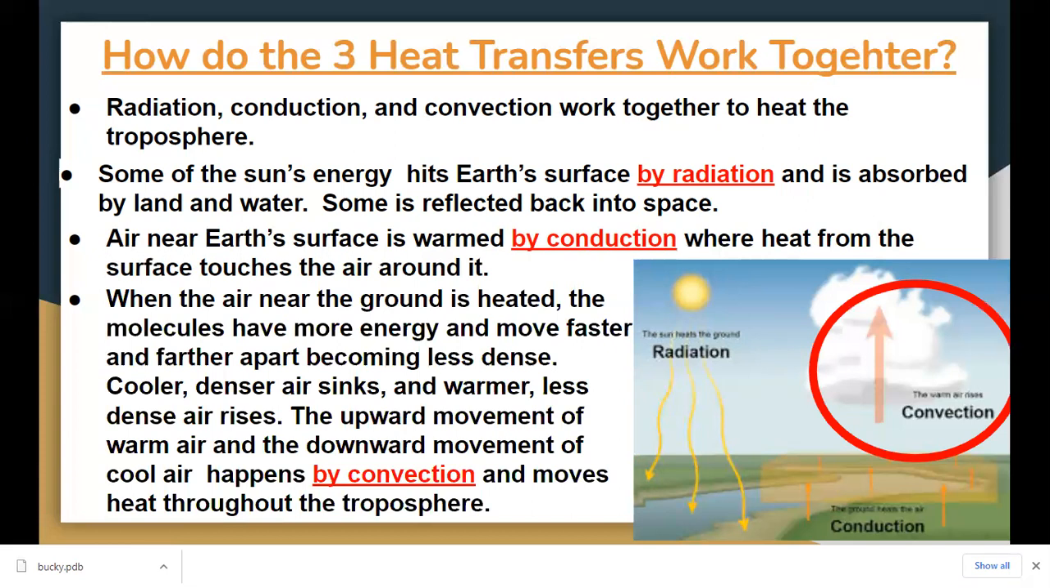So just remember that hotter or warmer air rises and cooler, denser air sinks. That's why if you have a cold day outside, it's colder near the bottom of the ground than it is up on top. Or if you have heat in your house, it always feels a little cooler if you lay on the floor than if you're standing up, because the colder air is going to sink. The warmer air is going to rise.